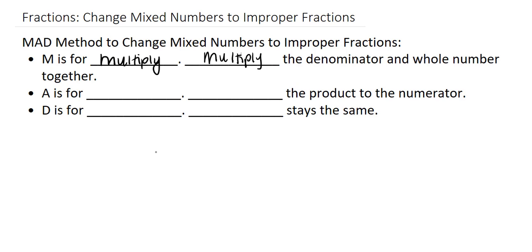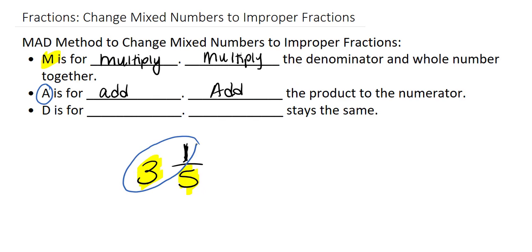So say we had a fraction that was 3 1/5. Well, the M is to multiply these numbers together. Then A is for add. We're going to add the product, so for this example, the 3 times 5, which would be 15, to the numerator. So we're going to add the 15 plus the 1. I'll circle the A, and so that means we are adding the product of this 3 times 5 plus this 1.